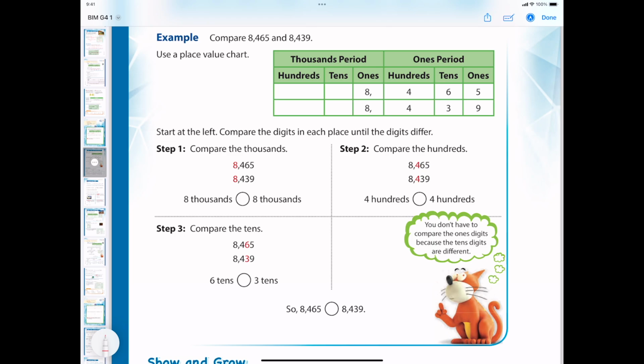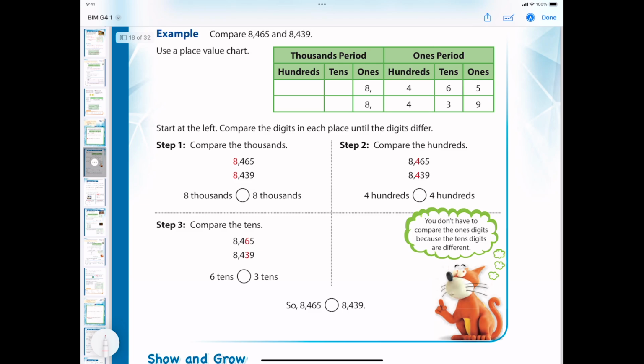Now start at the left, which means what? 8,000, the greatest place value first. Don't get me wrong, greatest digit and greatest place value is different. So now step one, compare the thousands. So 8,000 and 8,000, they're what? Equal, right? So you can just put this equal sign.